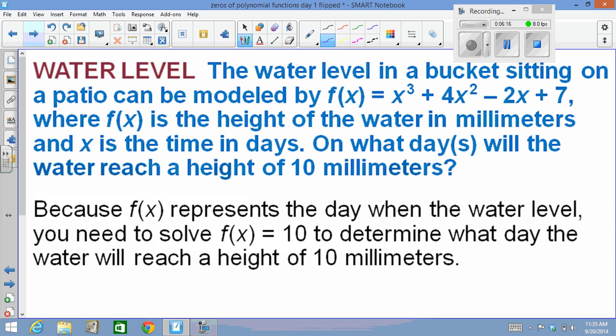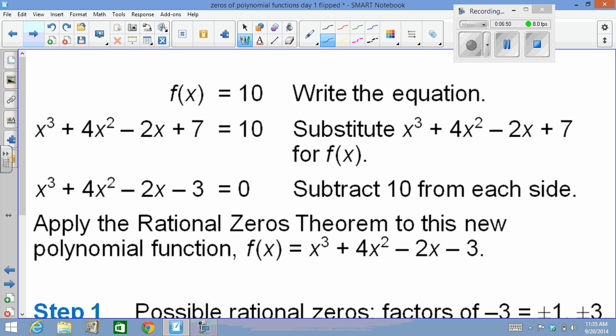And of course, what fun would it be without a word problem? So there's my word problem, and I've got a water bucket. And I want to know, on what day will the water reach a height of 10 millimeters? So f of x represents the day when the water level reaches a particular height. So I'm going to use f of x equals 10. The problem when I do that is that I'm going to have to create a new equation. So once I have my equation as written there, I'm going to substitute 10 in place of f of x, which would give me this equation here, x cubed plus 4x squared minus 2x plus 7 equals 10. Move the 10 to the other side.